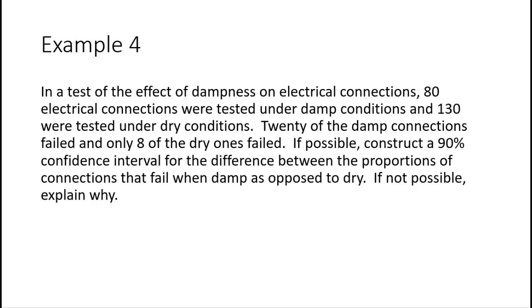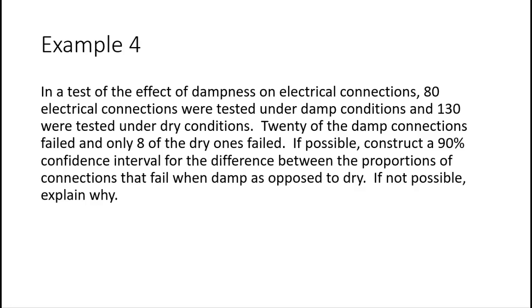Example 4. In a test of the effect of dampness on electrical connections, 80 electrical connections were tested under damp conditions, and 130 were tested under dry conditions. 20 of the damp connections failed, and only 8 of the dry ones failed. If possible, construct a 90% confidence interval for the difference between the proportions of connections that fail when damp as opposed to dry. If it's not possible, explain why.